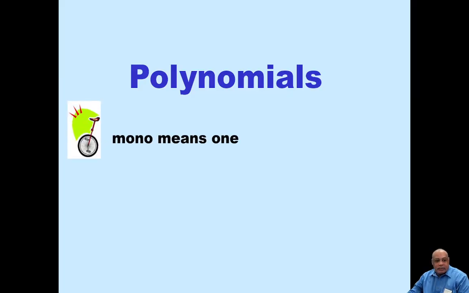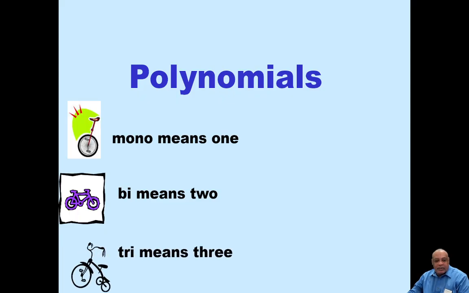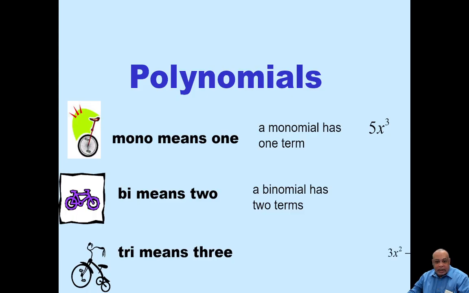Mono means 1. Bi means 2. Tri means 3. A monomial has one term. A binomial has two terms. A trinomial has 3 terms.